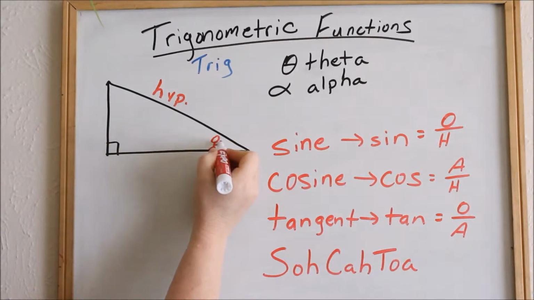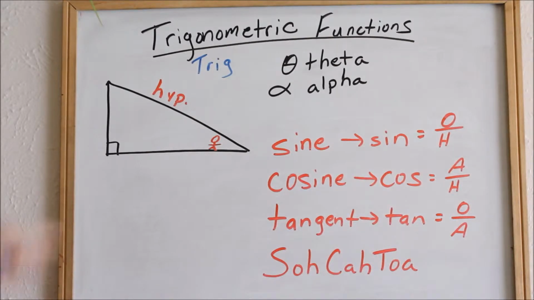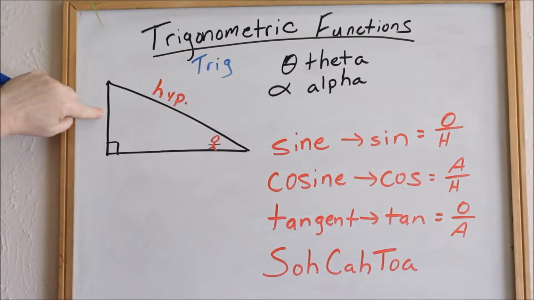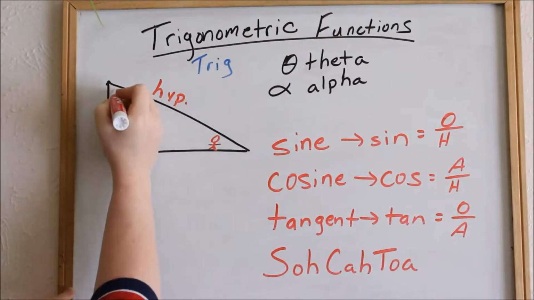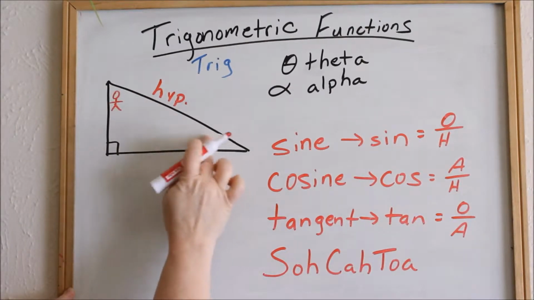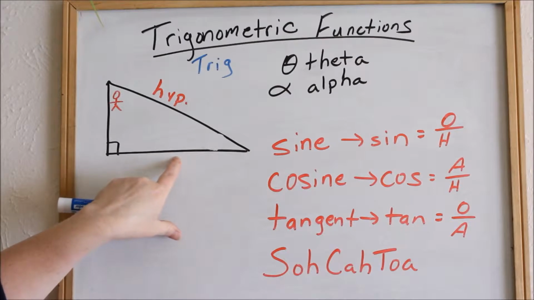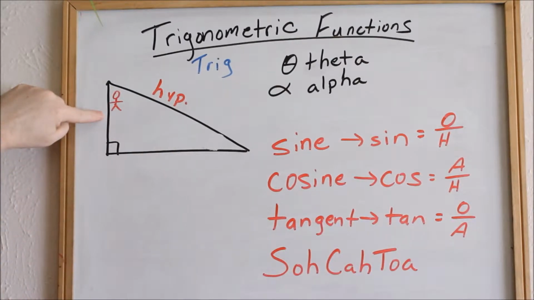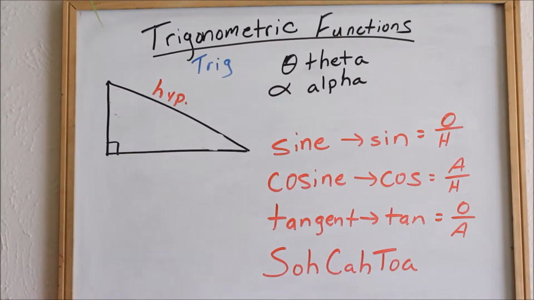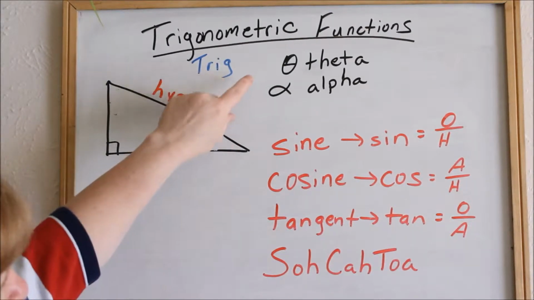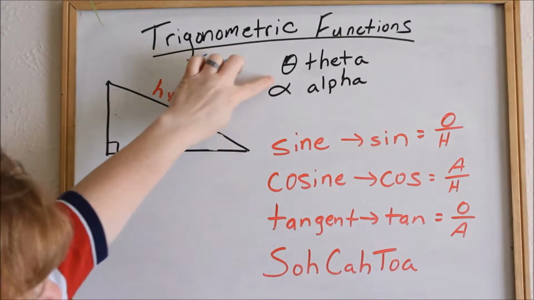If I am this little man standing right here, then this side would be opposite, and this side right next to me would be the adjacent side. If I was this little man standing at this angle right here, then this side would be opposite, and this side right next to me would be the adjacent side. So the opposite and adjacent sides in a right triangle are all relative to which angle you are standing at.